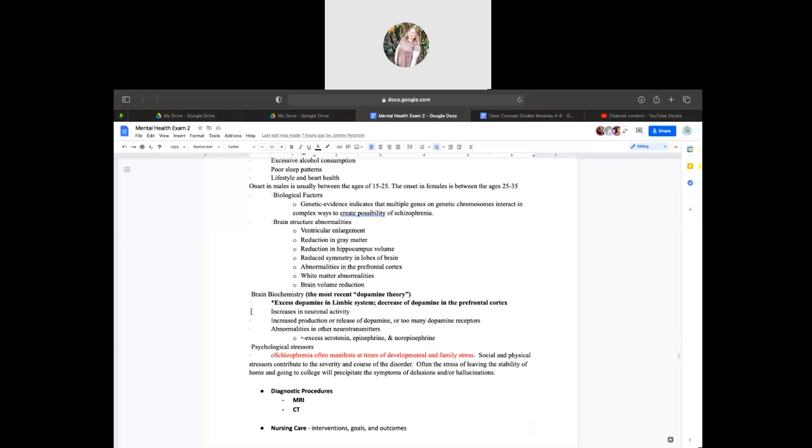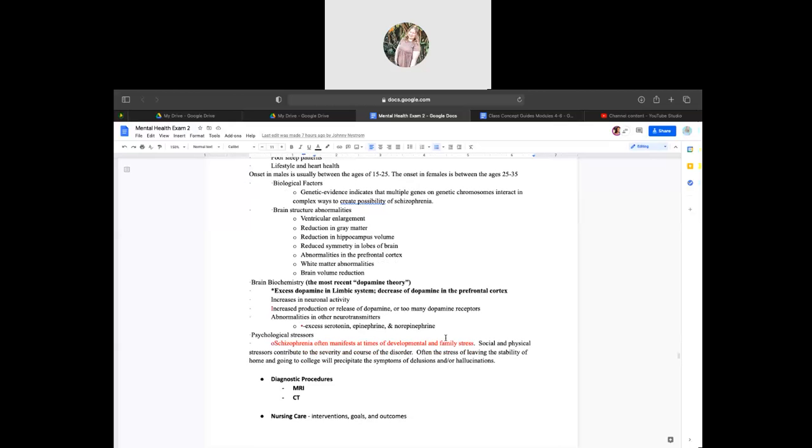Which basically means that there's excess dopamine in the limbic system and decreased dopamine in the prefrontal cortex. And there's an increase in neural activity, increased production of dopamine, or too many dopamine receptors that can cause schizophrenia to develop. And then there are going to be abnormalities in serotonin, epinephrine, and norepinephrine. It can also be brought on by stress.